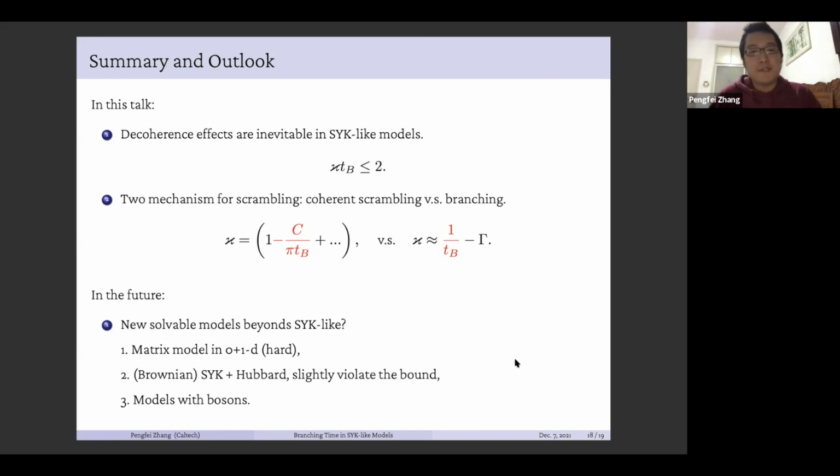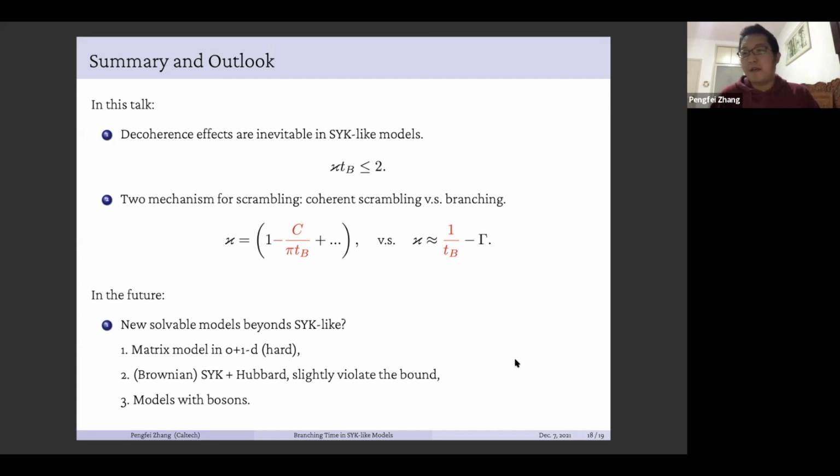So there will be several interesting things in the future. In particular, since we have proved that the fermionic SYK-like models cannot have very large branching time, now, if we really want to have some model with large branching time, maybe with some interesting local bulk dynamics, we need to go beyond the SYK-like models. So for example, we can consider matrix models, which are motivated by higher dimensional super Yang-Mills theory. However, such a model is usually hard. And we can construct some condensed matter flavor model.